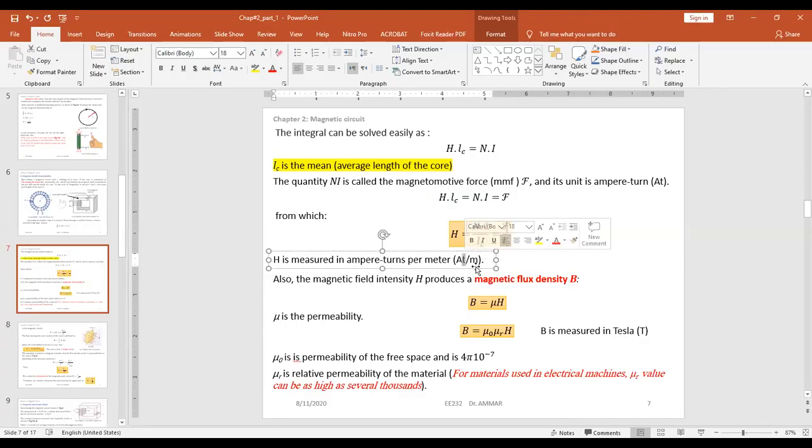Here in fact turn does not have a unit. We just add this T in order to indicate that we have a coil. So the unit of H is Ampere turns per meter. Okay, let's go back to the board to summarize what we have done until now.